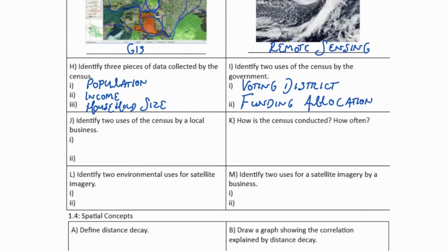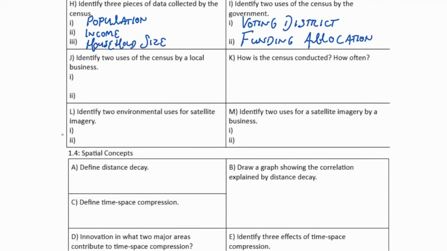But businesses can also use the census here. They can use it for determining a target market or where to locate the business, because they want to be where the people are, particularly people who will buy their product. And so they're going to use the census to see where a potential market could be to open up shop.